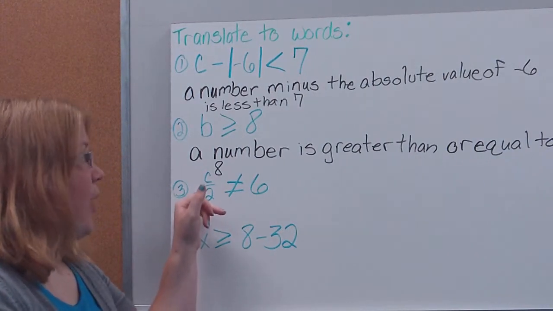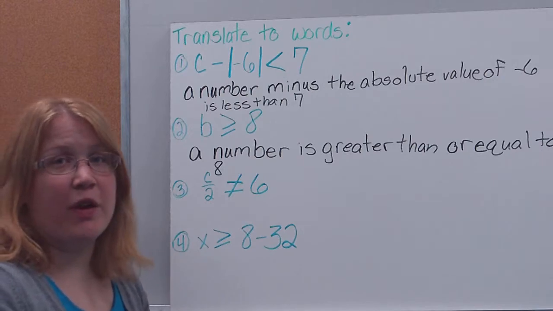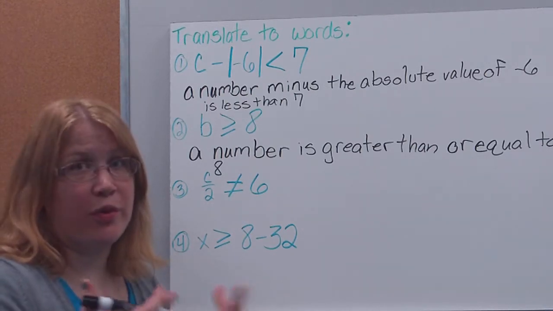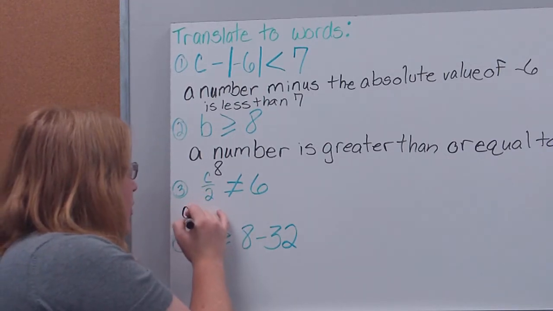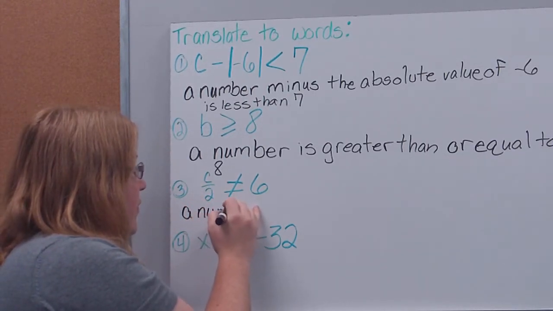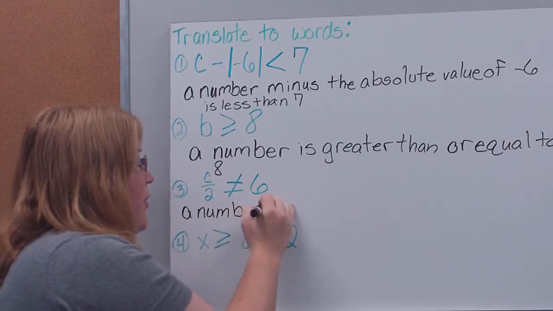Here, this one, remember this looks a lot like a fraction, and we've talked about that. That just means division. So we're going to read it as if we're dividing. So I'm going to say my variable is C, so I'm going to call that a number. A number divided by 2.